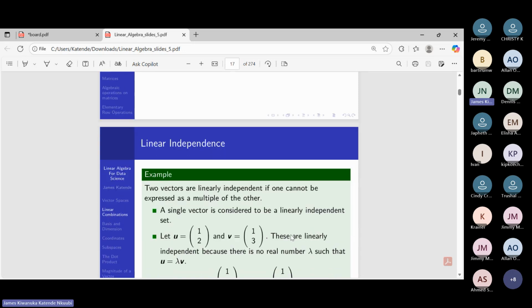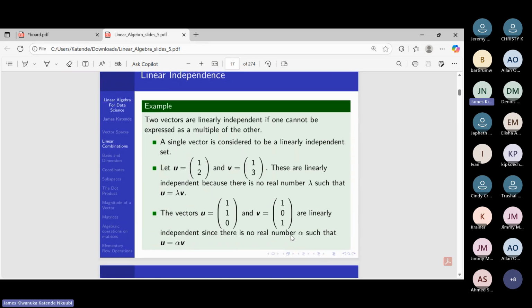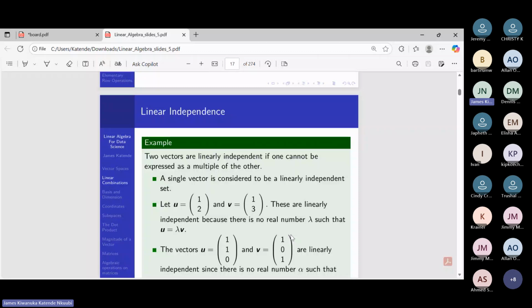So the next concepts that we will look at, I believe we are done with that part. There are no more questions. Maswali. So the next concept we shall look at is linear independence.